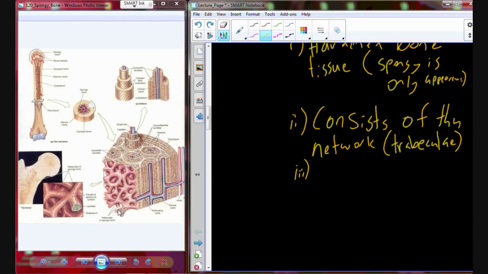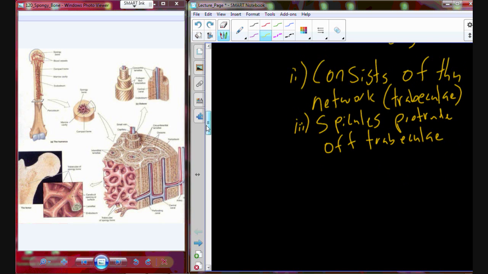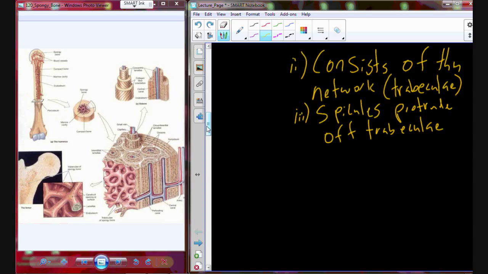And it's not illustrated here, but what we would find on the trabeculae is there's actually little tiny protrusions, little spikes that come off of each of those braces. And those are spicules. And so these will protrude off of the trabeculae. And ultimately, those are going to provide attachment and structural support for the marrow itself.